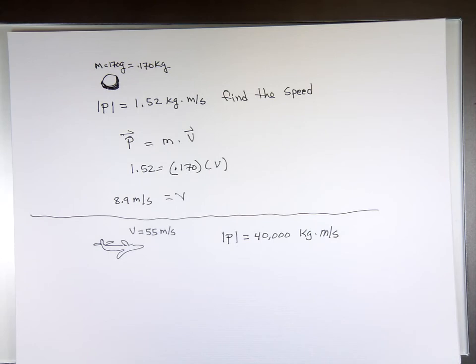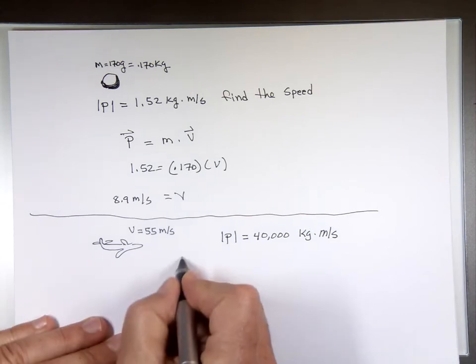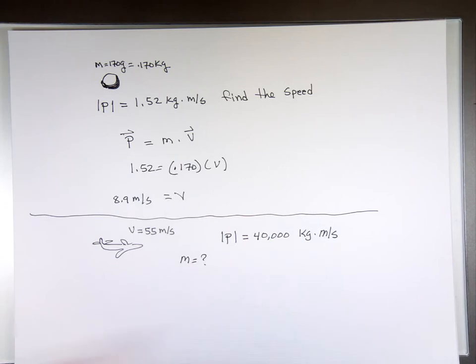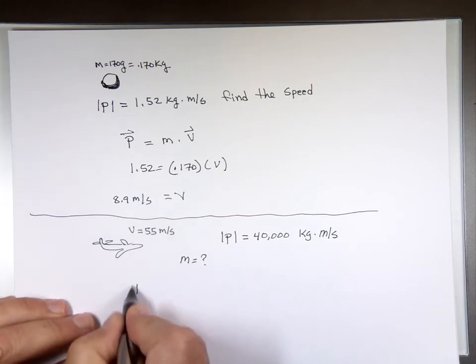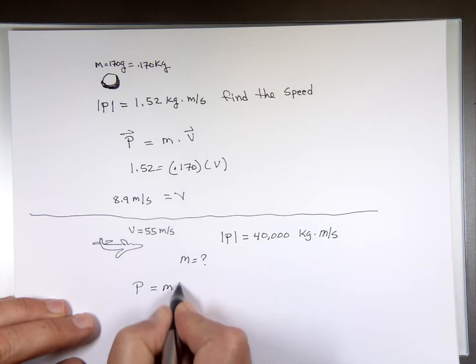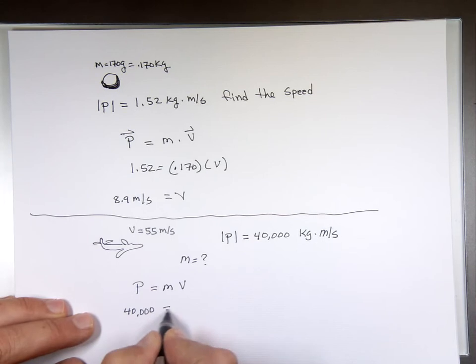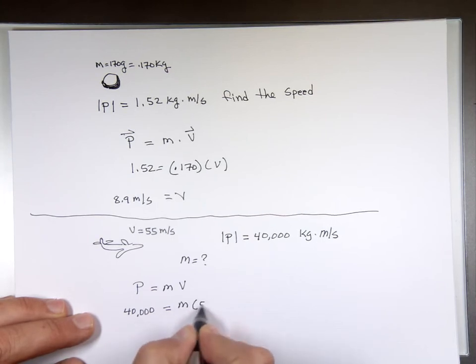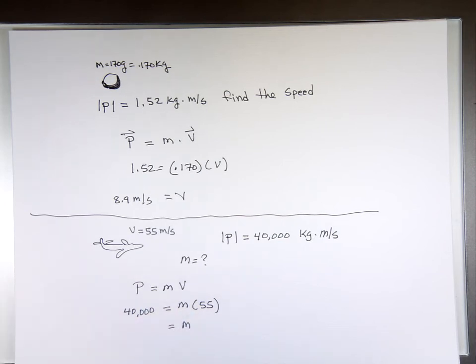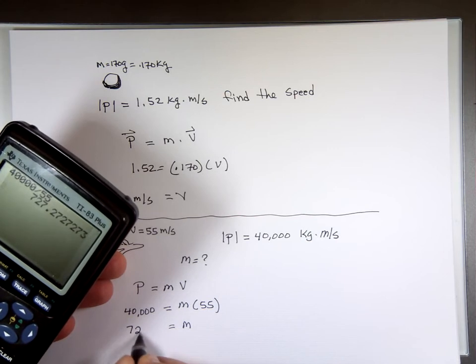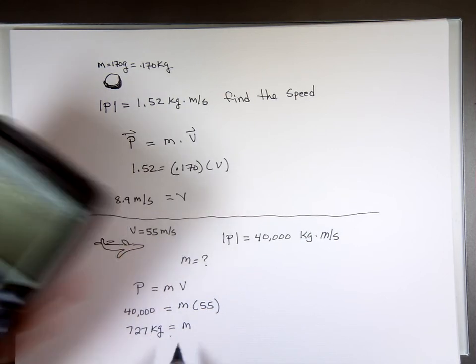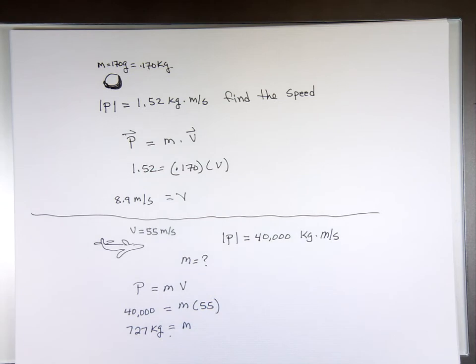Can we find out what the mass of the aircraft is? What's the mass equal to? So again, momentum equals mass times velocity. Momentum is 40,000. The mass is unknown. The velocity is 55. So we find the mass of the aircraft: 40,000 divided by 55 is 727 kilograms. So if you are given two things, you can find the third one.